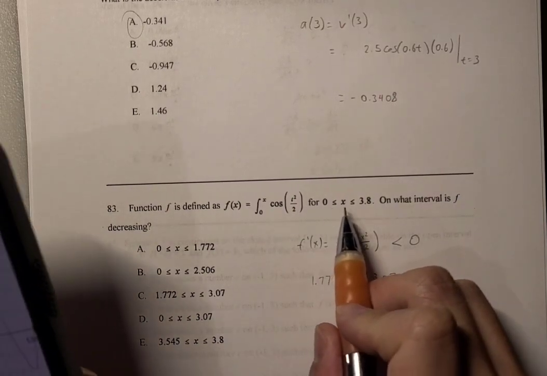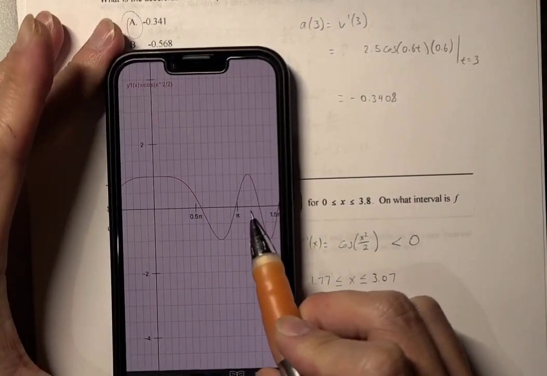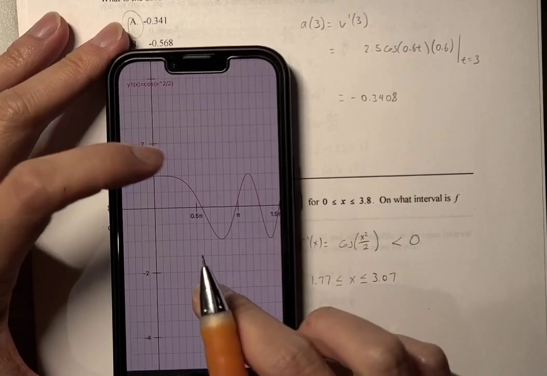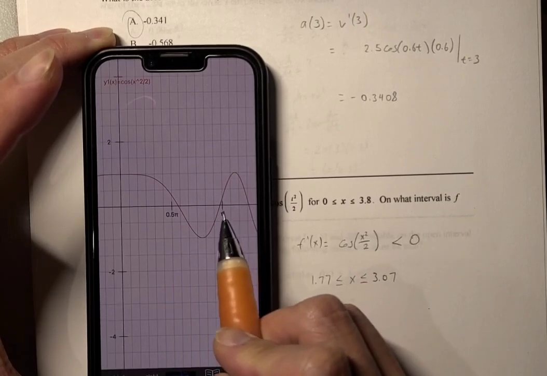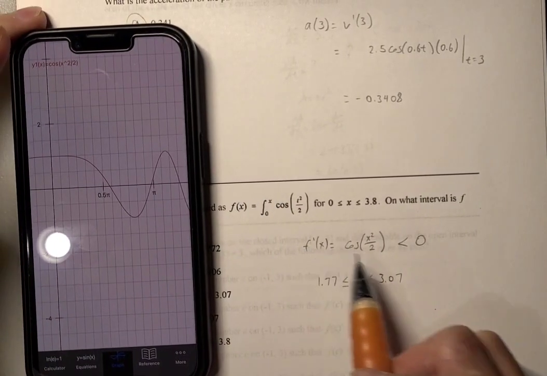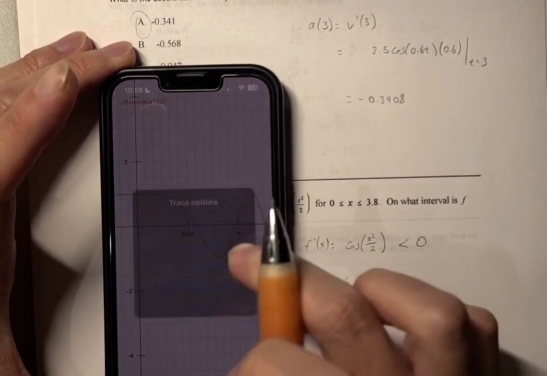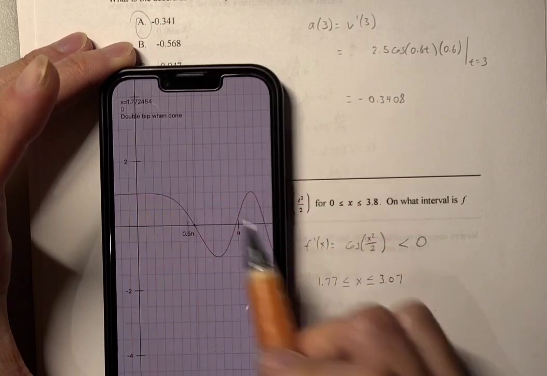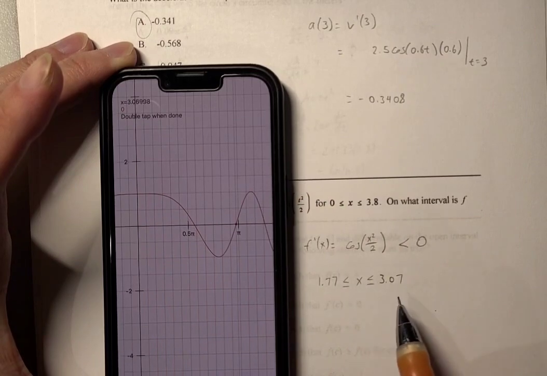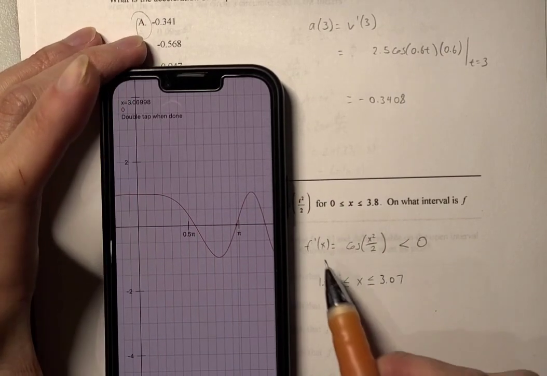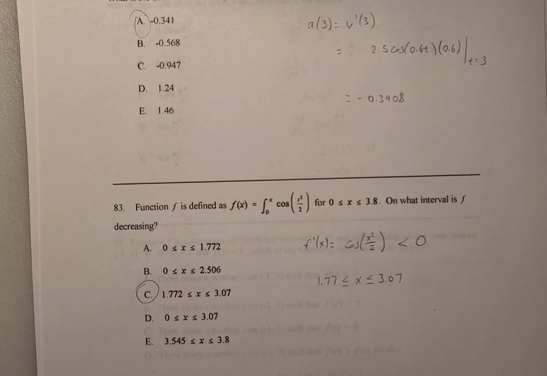Okay, so x is between 0 and 3.8. Pi is 3.14 something, so it'll be a little more than that. My app is giving it in terms of pi, so that's why I said that. So it'll be a little after pi. All right, we're interested in when f prime is negative. So where's f prime negative? It's between this point and this point, so we're going to find roots. This x is 1.77, and this x over here is 3.07-ish. So that's when f prime is negative, which is when f is decreasing. So that's this answer.